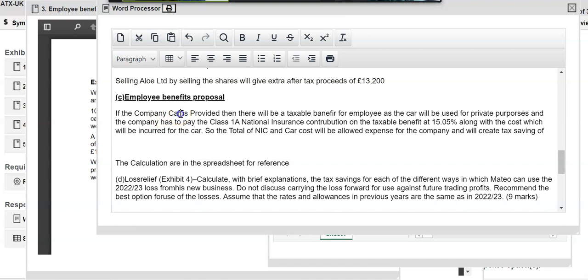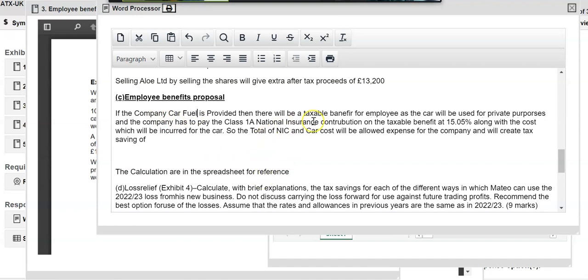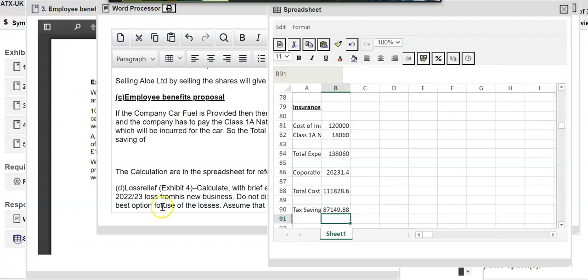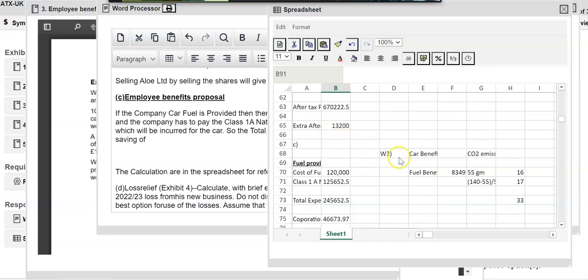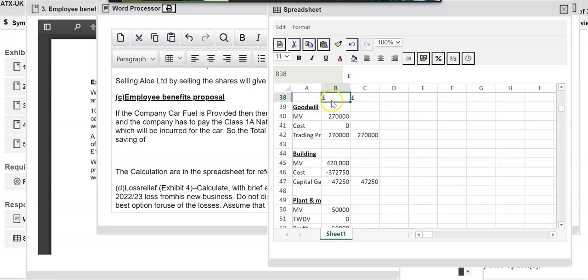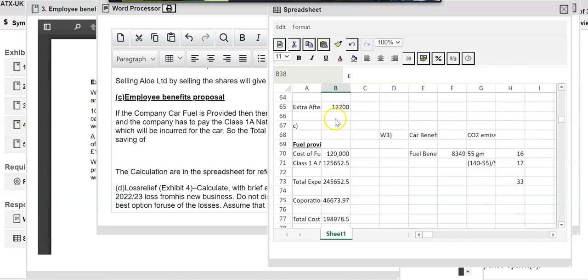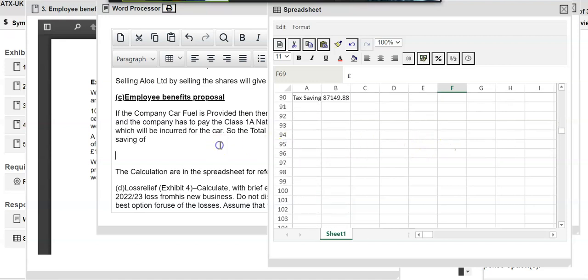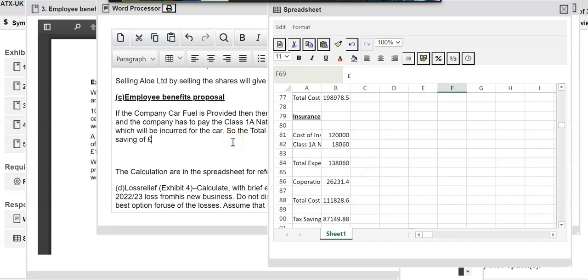If the company car fuel is provided, then there will be a taxable benefit for employees, as the car will be used for private purposes and the company has to pay class 1A insurance contribution. Will it create tax saving of how much? So the tax saving, we have to see it from the spreadsheet. Let's first copy the pound sign. So there is the pound sign. Let's also put it here. Control V, and Control V.